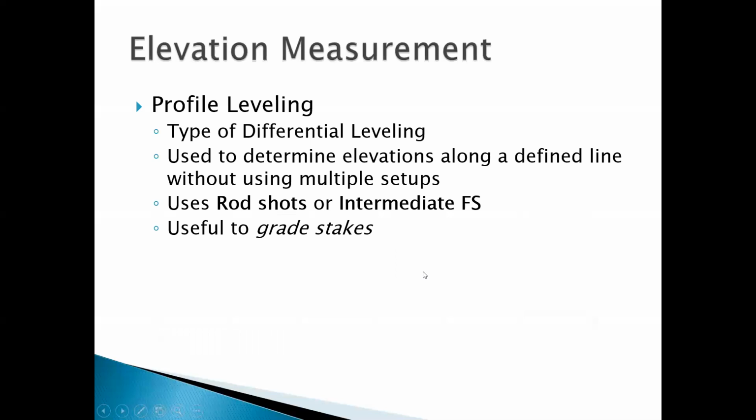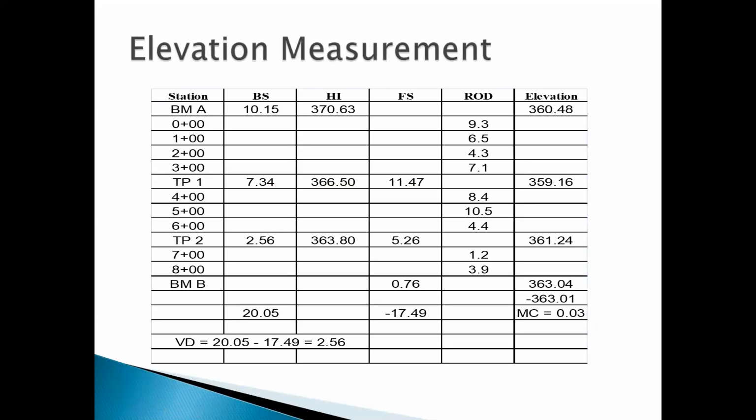When you're doing profile leveling notes like this, ignore your rod column. Don't even mess with it. The first thing I would do is sum backsights and foresights. Well, that doesn't work in this case because I'm starting at benchmark A and ending at benchmark B. So this is a non-loop. This is a line of levels, okay? But I still have a way to check it because I have a published value of B here. I was able to get my final elevation minus what it should be. So there is a misclosure here of 300ths.